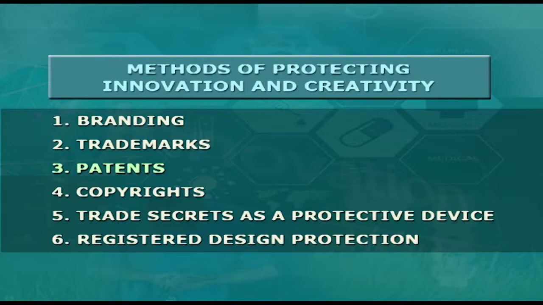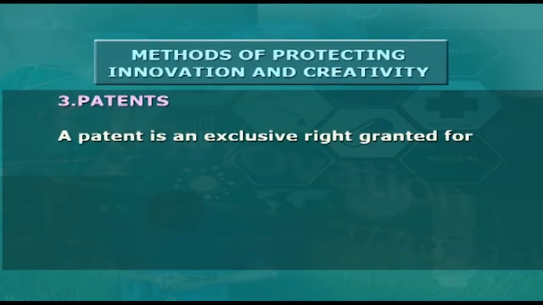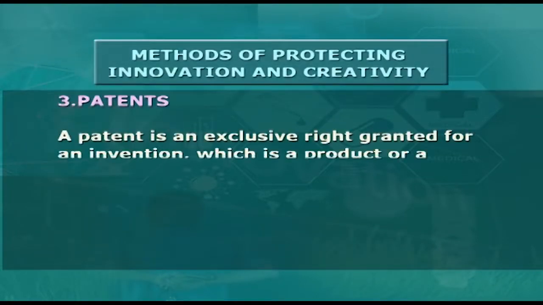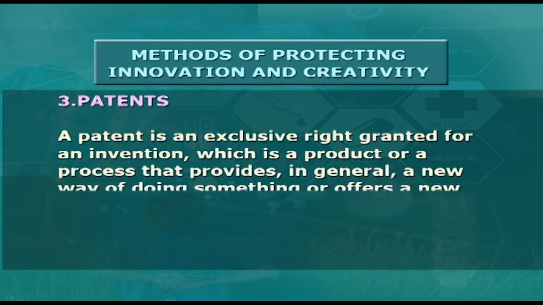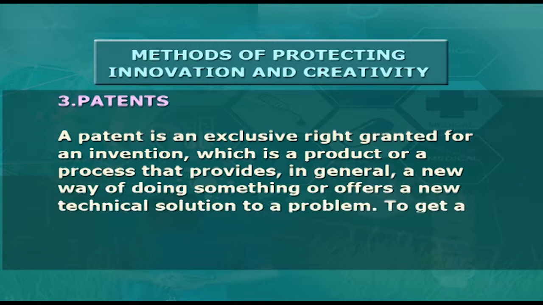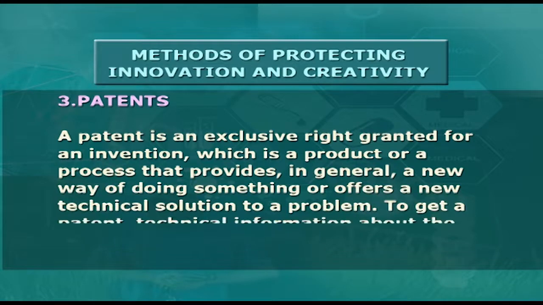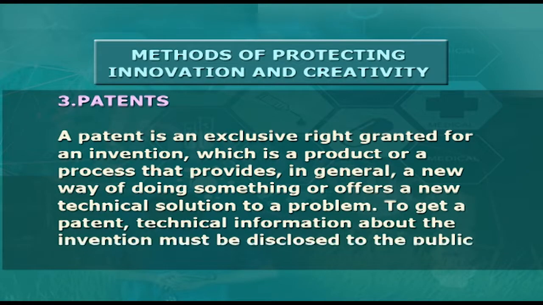Third is patent. A patent is an exclusive right granted for an invention, which is a product or a process that provides in general a new way of doing something or offers a new technical solution to a problem. To get a patent, technical information about the invention must be disclosed to the public in a patent application.